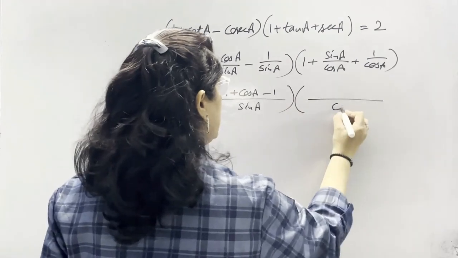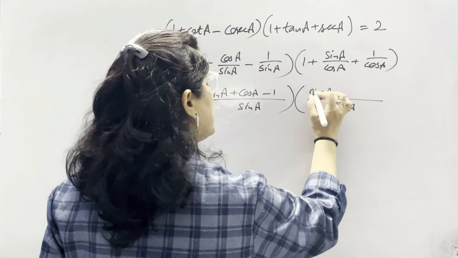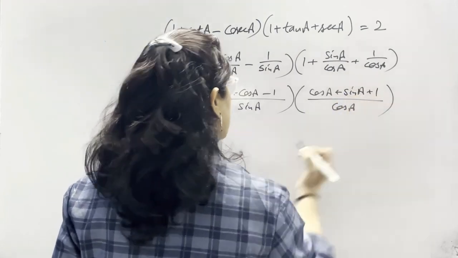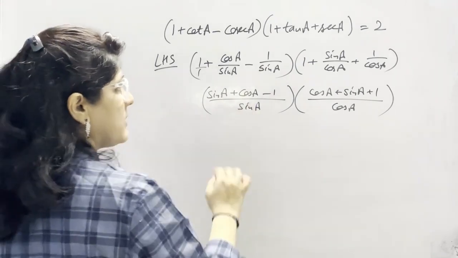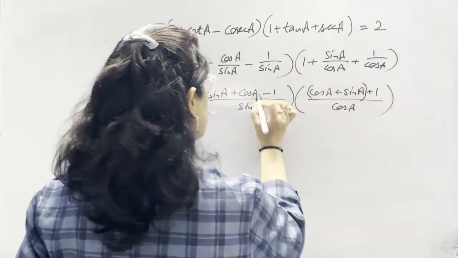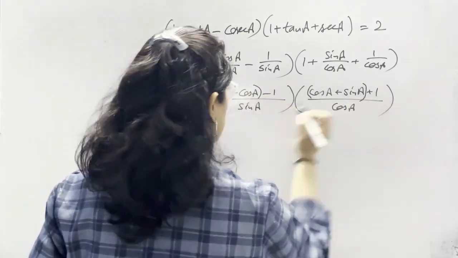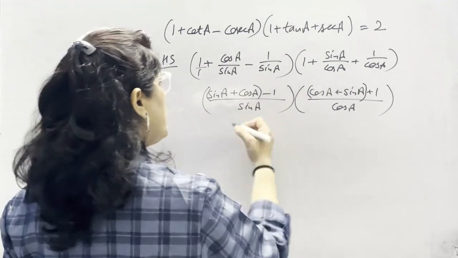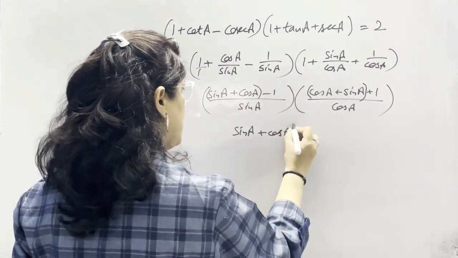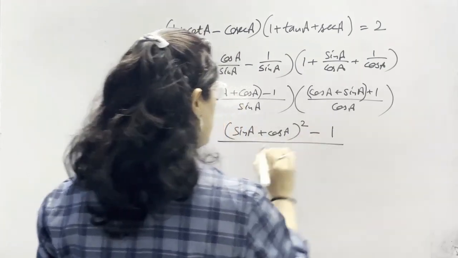Here taking LCM, this is cos A, multiply 1 cos A, then sin A, then plus 1. Now sin A plus cos A minus 1, and then you can see these as separate brackets. A minus B, A plus B. So A square minus B square. A, this is our whole A square minus B square. 1 square we can leave.